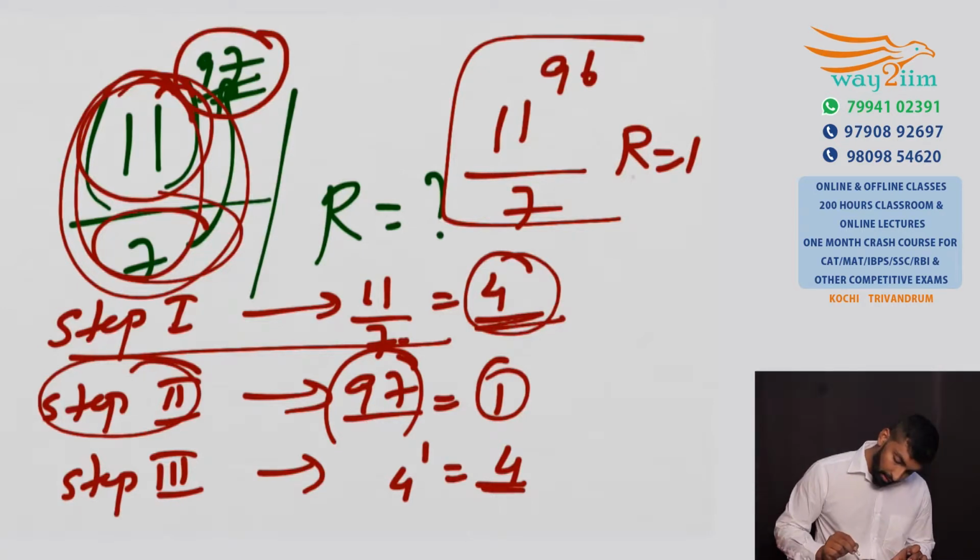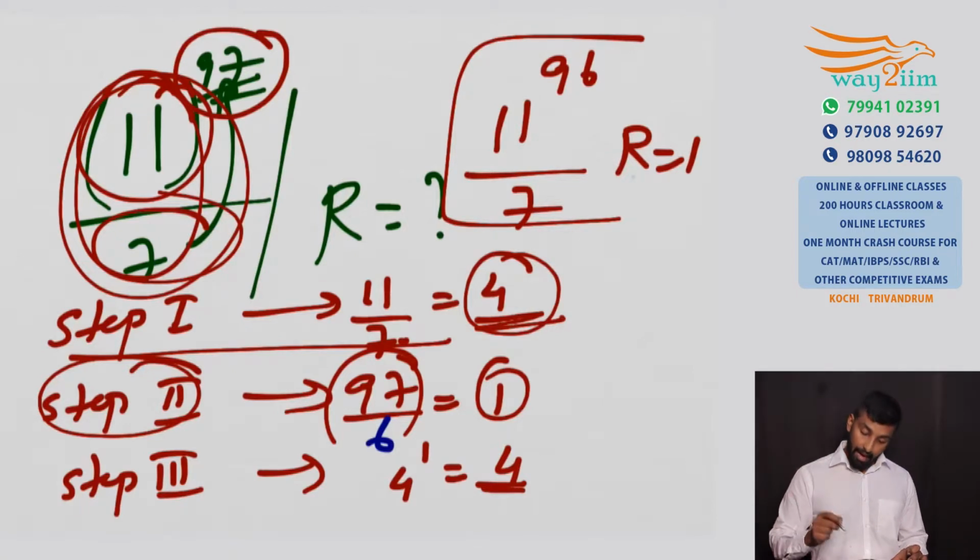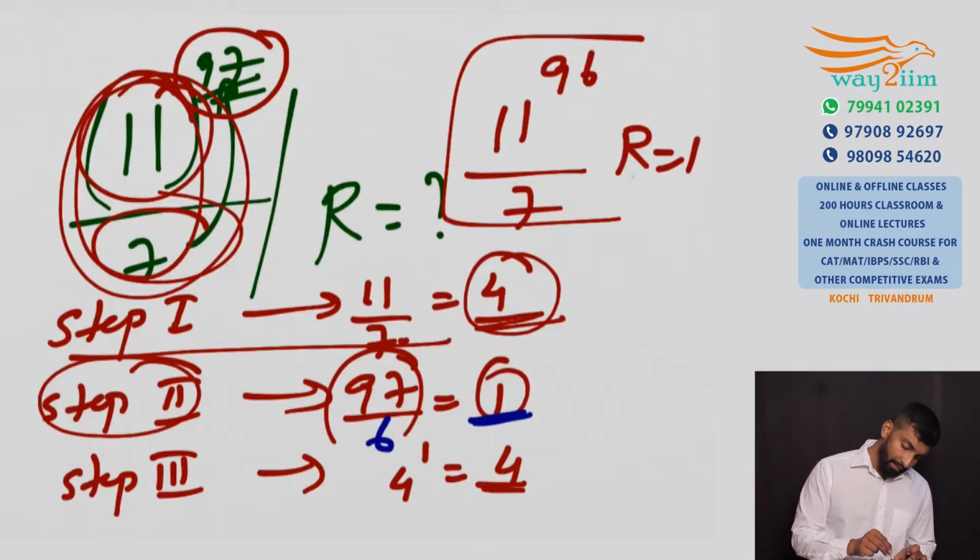I'm sorry, this is 6. Euler's number, right? Euler's number of 7 is 6. I get the remainder 1. Third step, 4 raised to 1. Now why am I getting this?